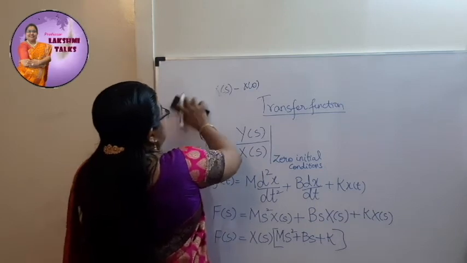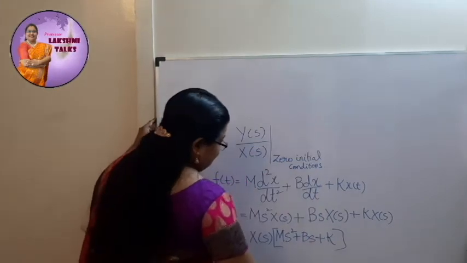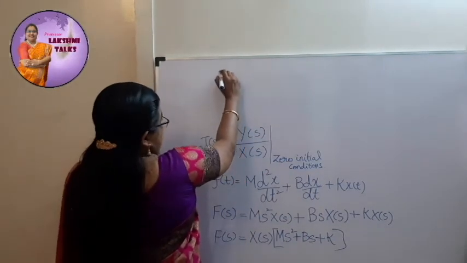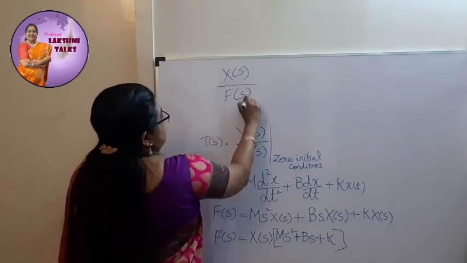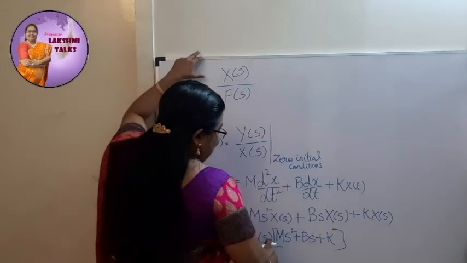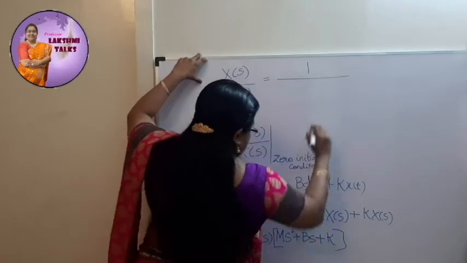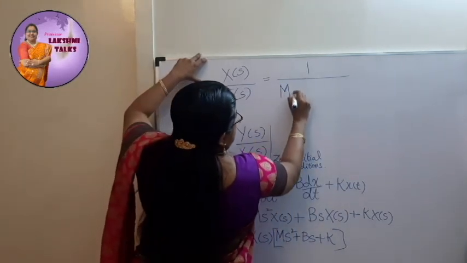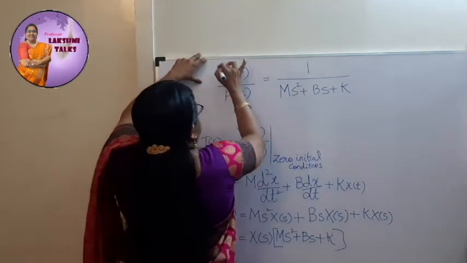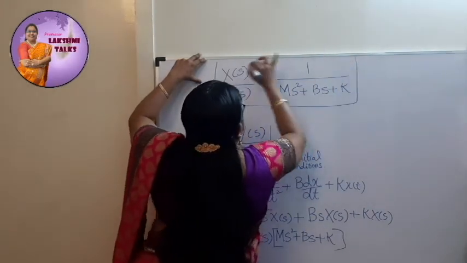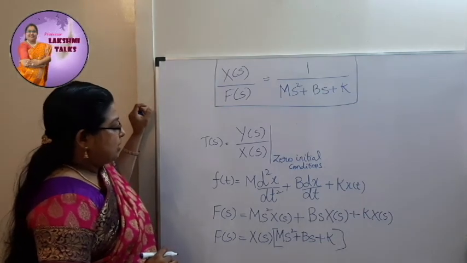And finally, the transfer function is, what is the output? X of s. What is the input? F of s. And when zero initial conditions are applied, it is nothing but X of s over F of s, which equals 1 over M s square plus b s plus k. So this is the transfer function for a simple mass spring damper system.